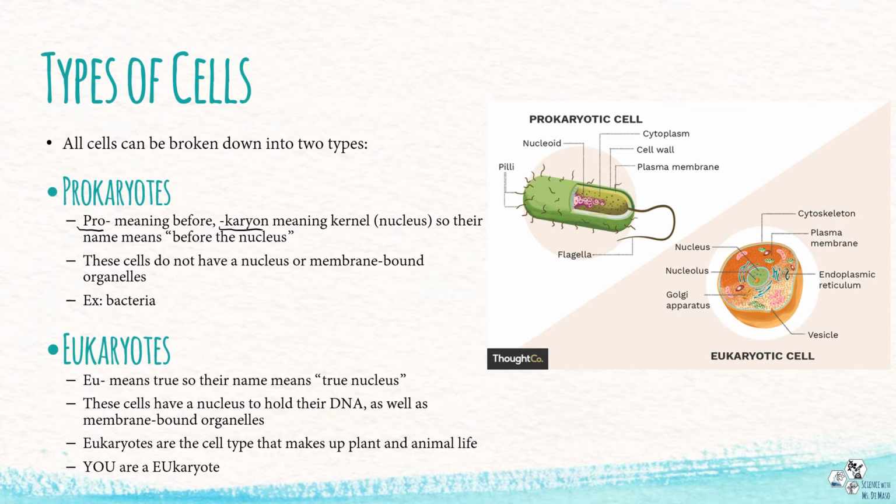Eukaryotes, on the other hand, have the prefix EU. It means true. So these are true nucleus cells. They have a nucleus to hold their DNA, and they have membrane-bound organelles. And like I said, I'll discuss more what that means later. So these are the cells that you're most familiar with, things that make up plants and animals. You are a eukaryote. That's the way I like to remember that.